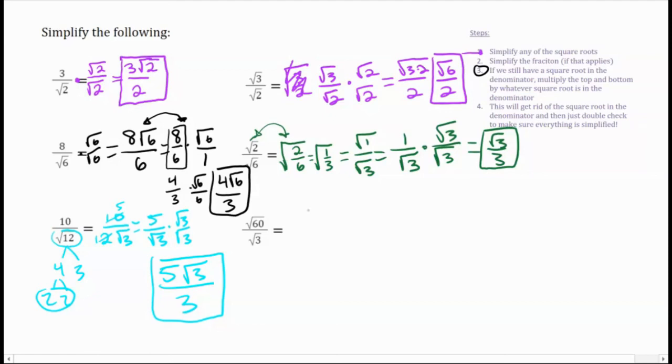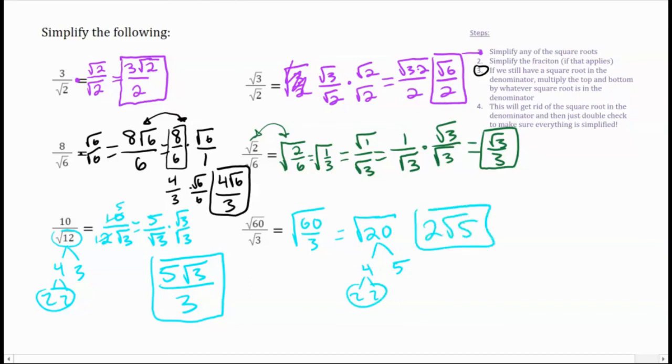Last one here, I am going to put together into a fraction because I know if I simplify 60 over 3, that gives me the square root of 20. Because 60 divided by 3 is 20. Now I can simplify this. I don't even have to worry about any denominator anymore. All I've got to do is simplify this square root, which ends up being 2 root 5, and I'm all finished.